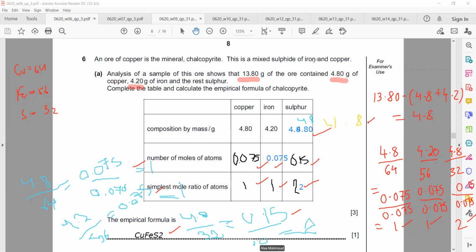The meaning of a simplest mole ratio is just to take a simple ratio. How to take a ratio between the numbers? Simplest mole ratio means it should be in whole numbers. So to take the simplest mole ratio, just divide by the smallest value to get the simplest ratio, and it should be in whole numbers. And the correct answer is CuFeS2, that's right.